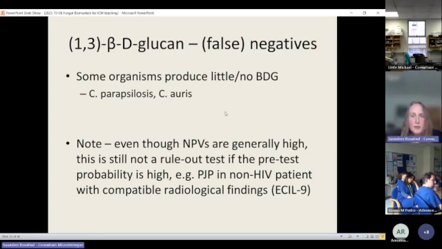False negatives: we've got those organisms that produce little or no beta-D-glucan that I've mentioned already. And just one caveat, that although negative predictive values are high, if you've got a really high pre-test probability, so just as an example, if you suspect pneumocystis and you've got compatible radiological findings in a non-HIV patient, if you are really worried about something, even a negative beta-D-glucan wouldn't necessarily rule it out.